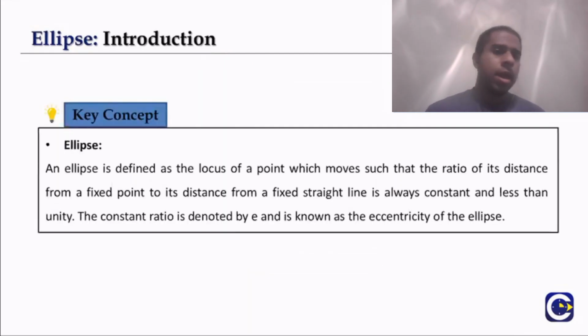So an ellipse is defined as the locus of a point which moves such that the ratio of its distance from a fixed point to its distance from a fixed straight line is always constant and less than unity. The constant ratio is denoted by E and is known as the eccentricity of the ellipse. We will actually go through what this definition exactly means.